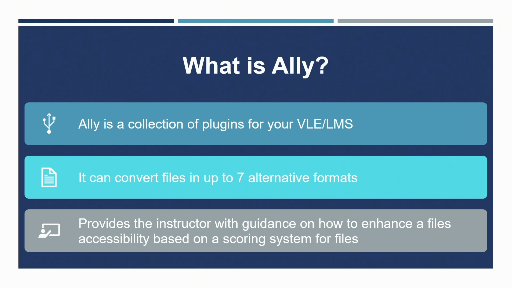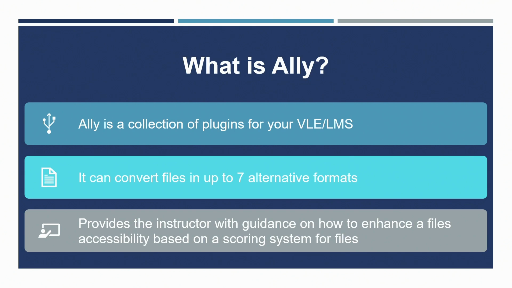It provides the instructor with guidance on how to enhance the file's accessibility based on a scoring system, and the scoring system is only viewable to the instructor themselves. The students don't see that, they only see that small A symbol beside a file on a course.